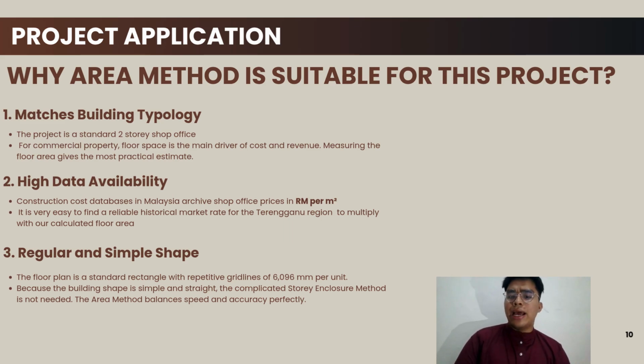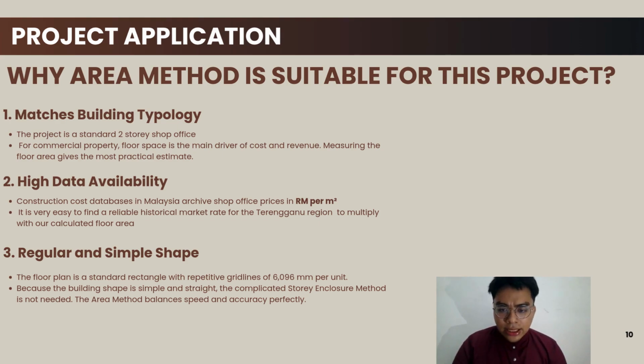So why is the area method the best choice for this project? Here are the three simple reasons. First, it matches the building typology. This is a standard two-story shop office for commercial properties. Floor space is the main driver of both cost and revenue. Second, high data availability. Construction databases in Malaysia widely archive shop office prices in ringgit Malaysia per square meter. This makes it very easy to find a reliable historical rate for the Terengganu region.